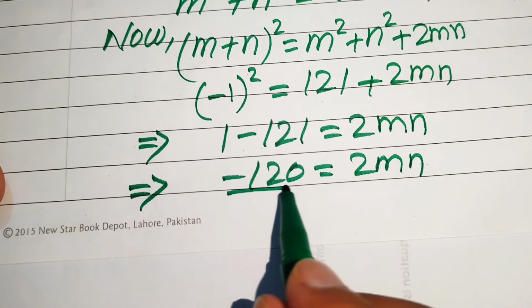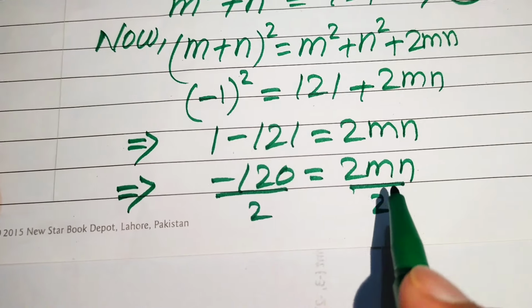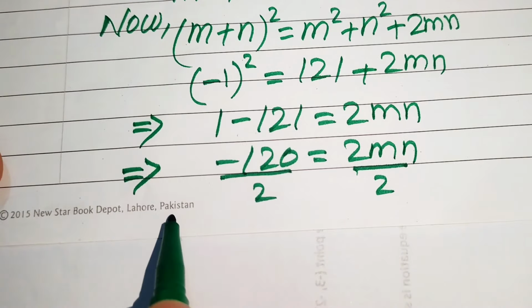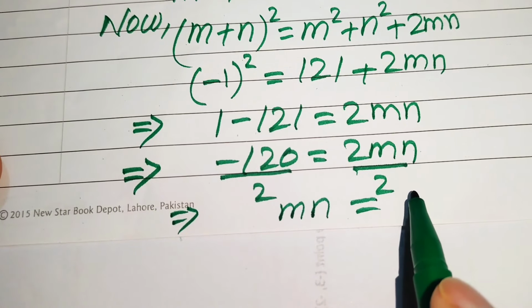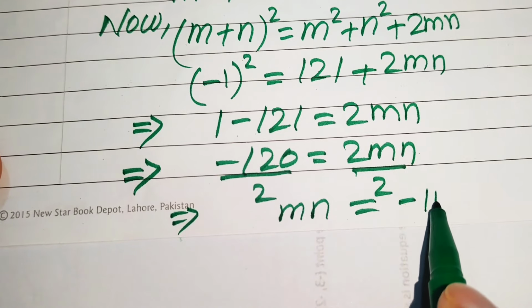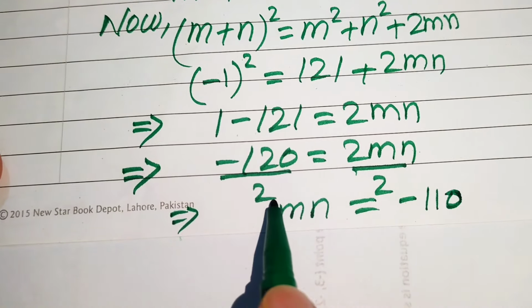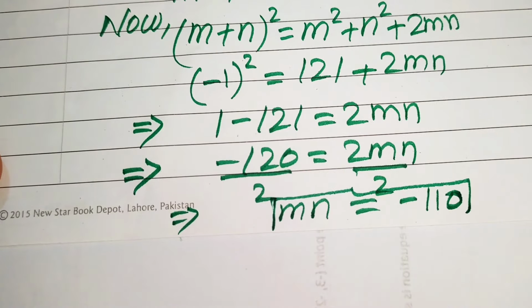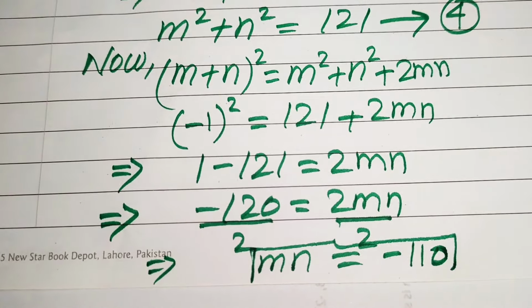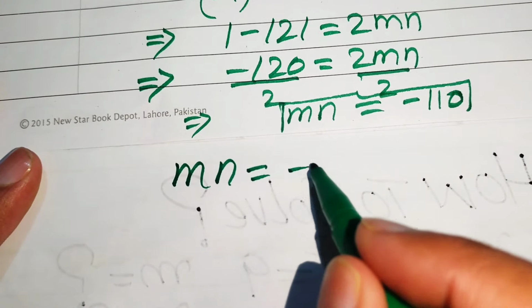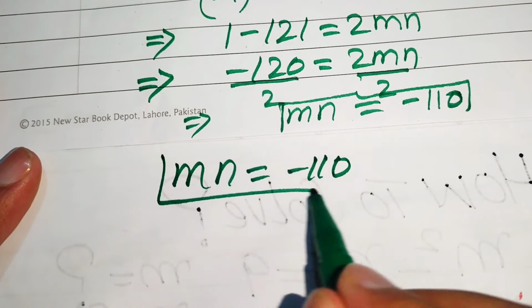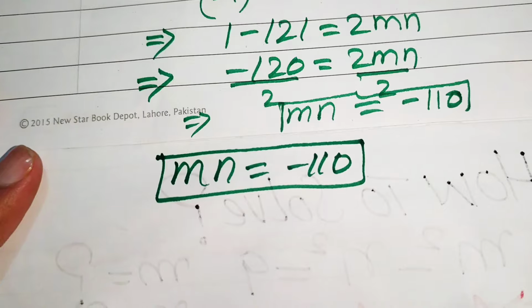So now we divide both of the sides by 2, and this equation implies that the value of mn is equal to minus 110. So this is the value of m multiplied by n. Here we get the value of m times n is equal to minus 110.